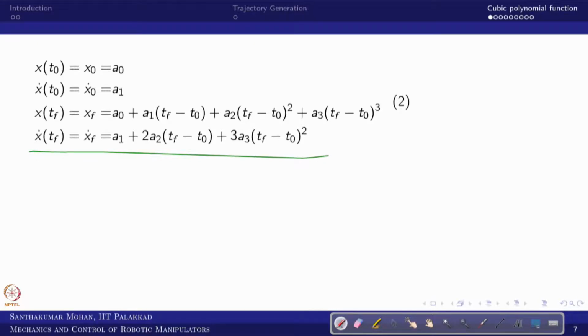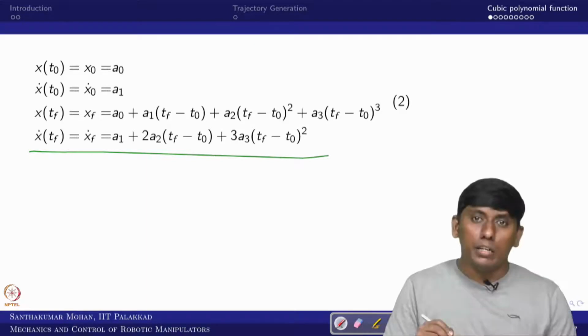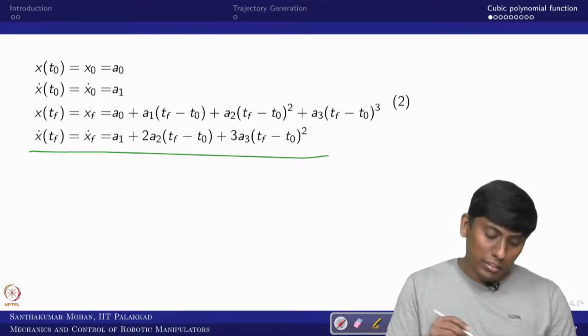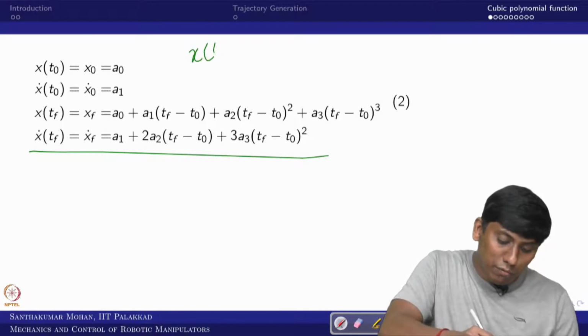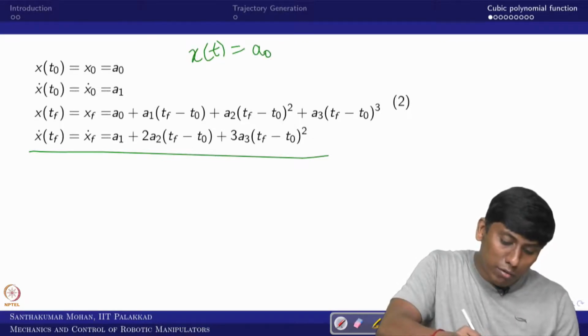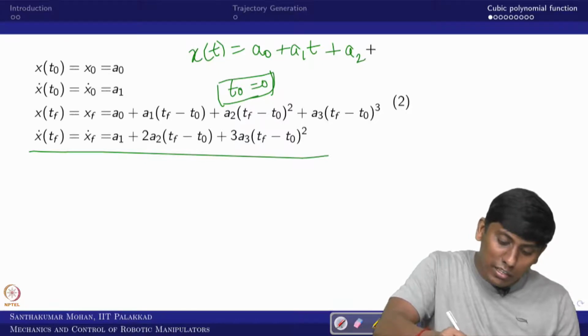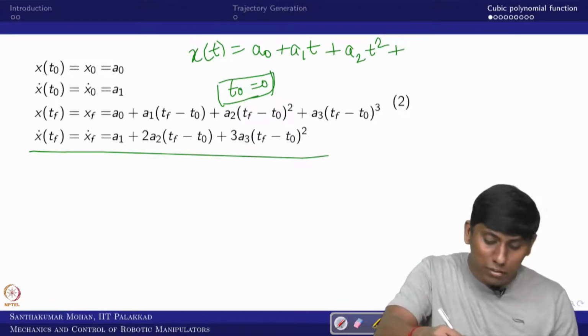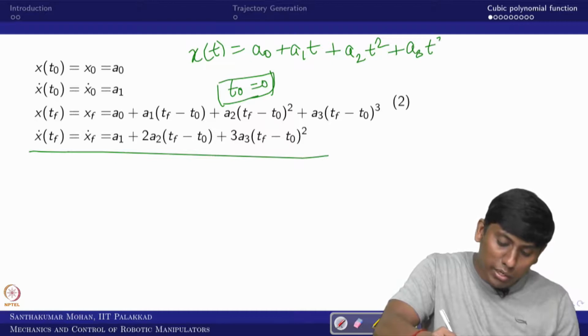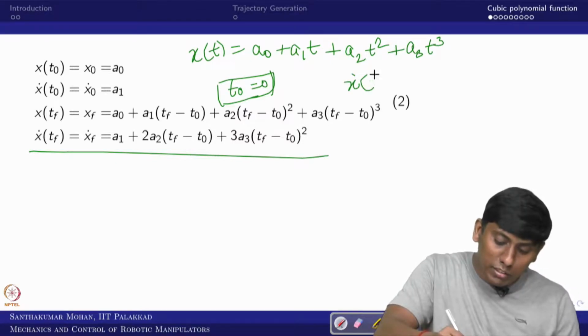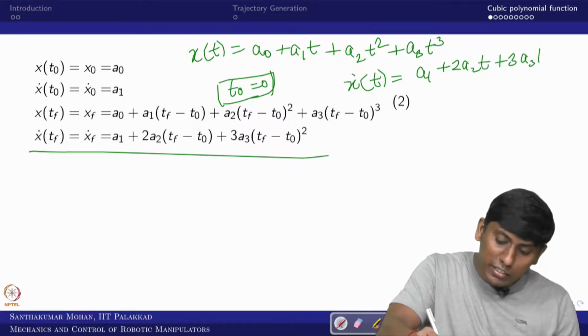Further, if you differentiate, the equation x(t) is a0 plus a1 t plus a2 t squared plus a3 t cubed. I am just assuming that t naught is 0. This is an explicit assumption here, otherwise I have to write t minus t naught. In order to avoid that, I am writing this. So what would be x dot of t? That would be a1 plus 2a2 t plus 3a3 t squared.